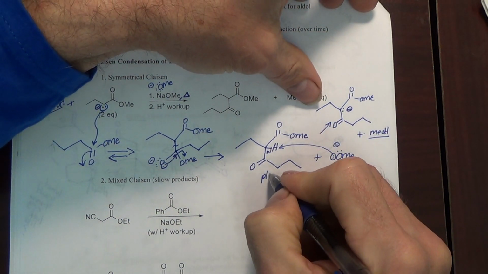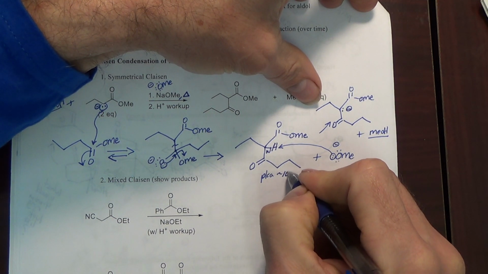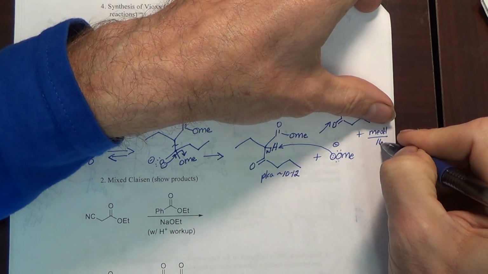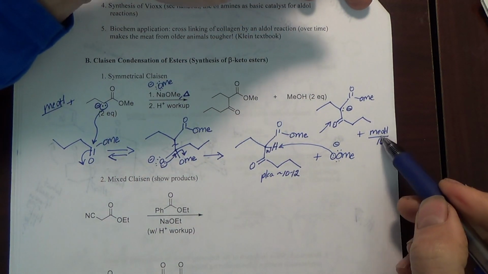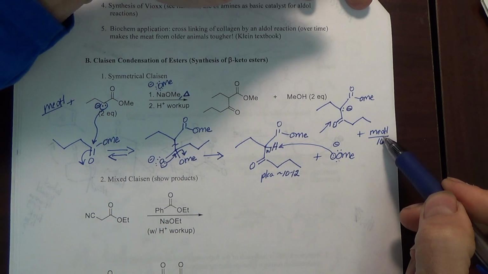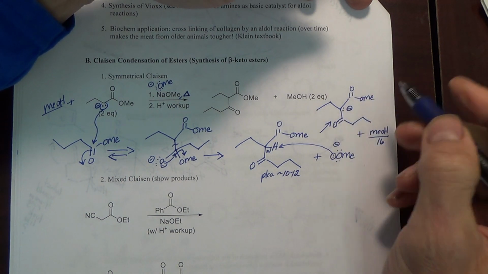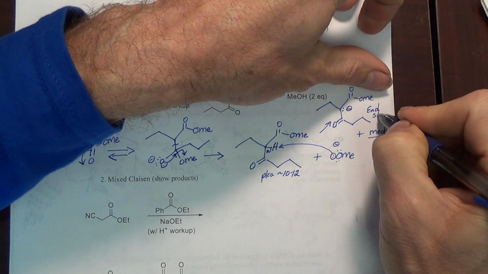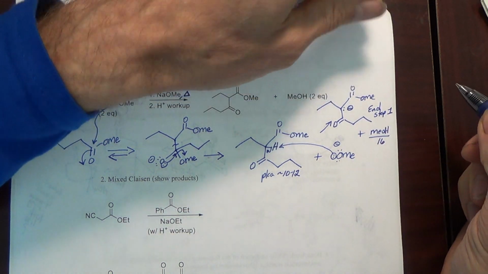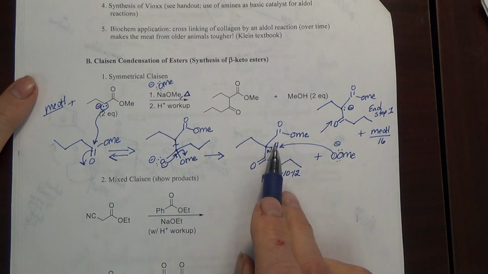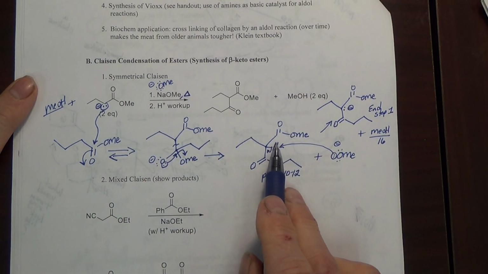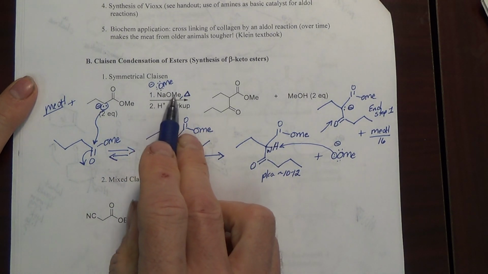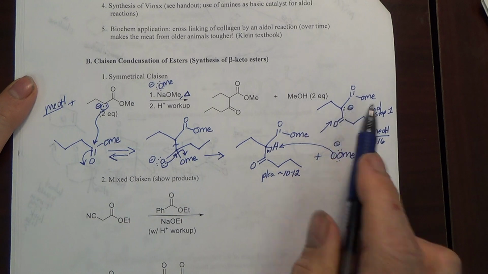Because the pKa here is about 10 to 12. The pKa of methanol is 16, which is favored. 12 or 16, well, 16 is favored, the weaker acid. So this is favored, and this is how the product will exist at the end. Basically, the product is acidic enough to be considered acidic. And step 1 is under basic conditions, so this should exist in the basic form.